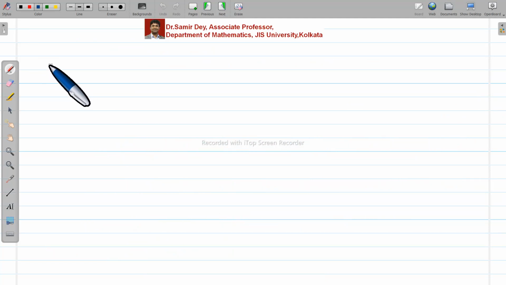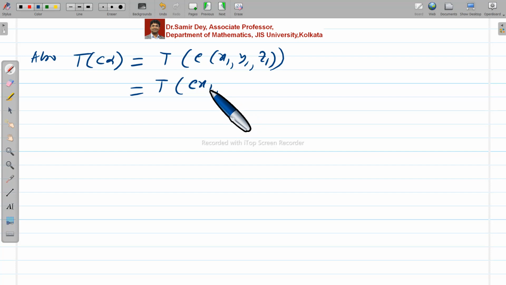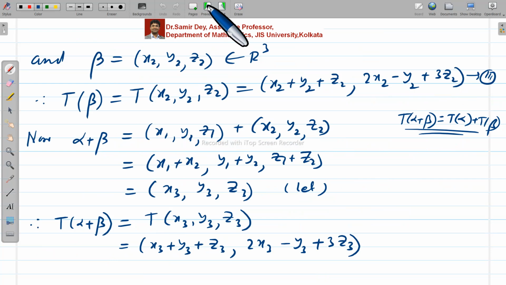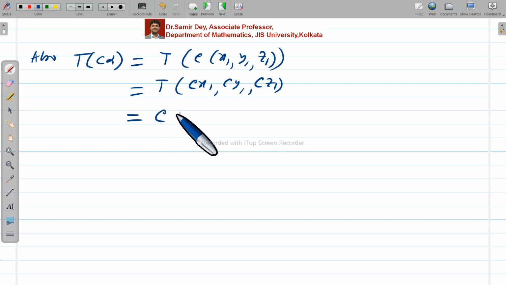Now come to the second proof, and also you want to prove T of C alpha. What is T of C alpha? Basically T of C x1, C y1, C z1. So from here it is clear that we need to satisfy this relation also. This relation must be satisfied with this coordinate.